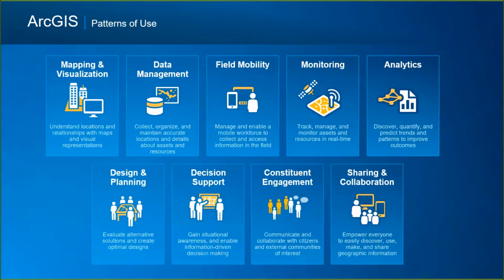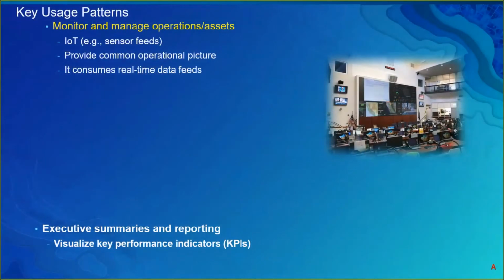GIS provides a means to engage the community and other stakeholders through constituent engagement. We can easily communicate and collaborate with citizens. Sharing and collaboration is done internally to break down the silos and divisions among different departments. It is also required externally with other organizations.